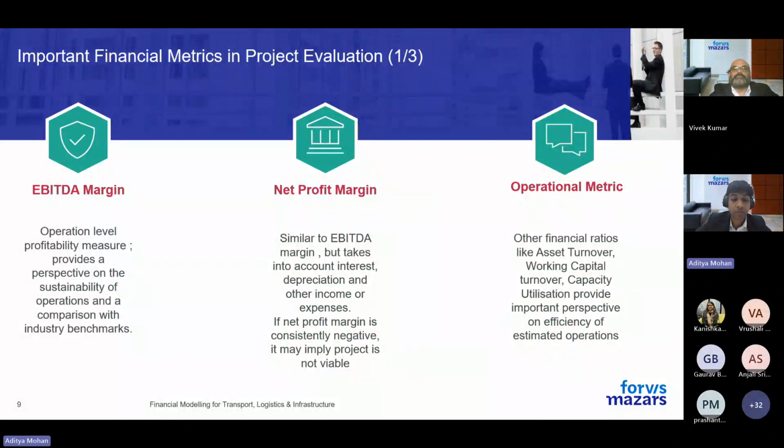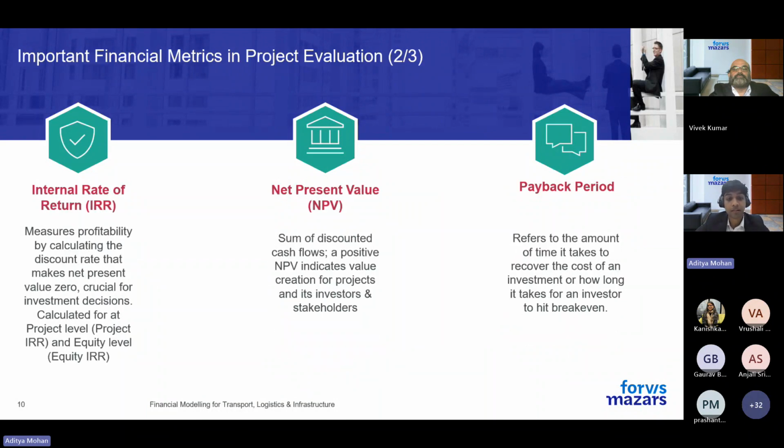Now, we will look at the return metrics. So, the first one we'll talk about is the internal rate of return. Now, IRR is a discount rate at which the net present value of your project becomes zero. It tells you the project's internal profitability. If your IRR is greater than the cost of capital, the project is financially viable, subject to the fact that input assumptions and calculations are realistic.